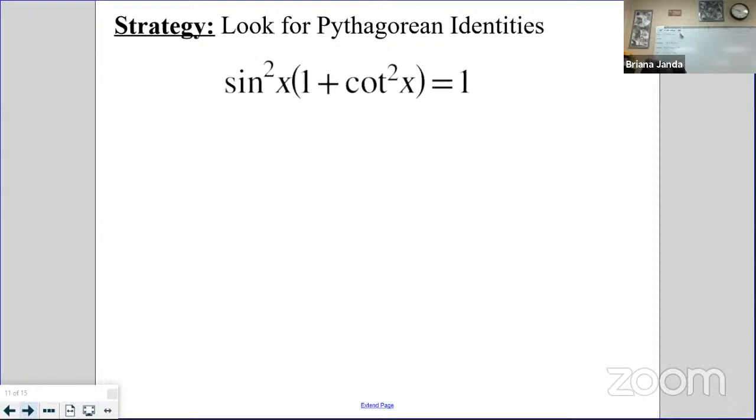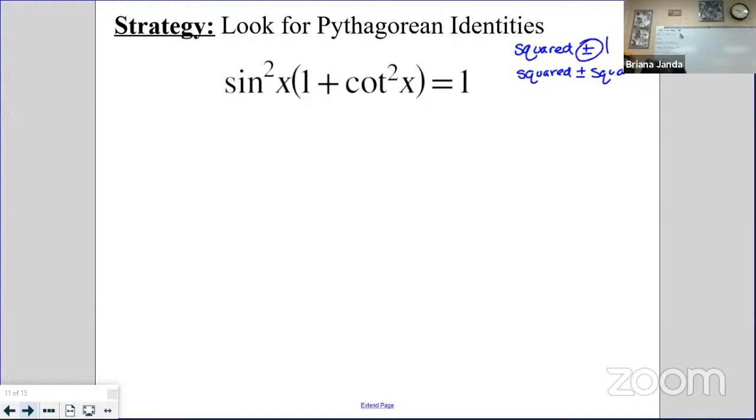Looking for Pythagorean identities. That is going to be another strategy. Pythagorean identities show up a ton. Now, what does it mean to look for a Pythagorean identity? A Pythagorean identity will show up as something squared plus 1, or something squared, I should say plus or minus 1, plus or minus something else squared. It's really that it's got this thing in there.